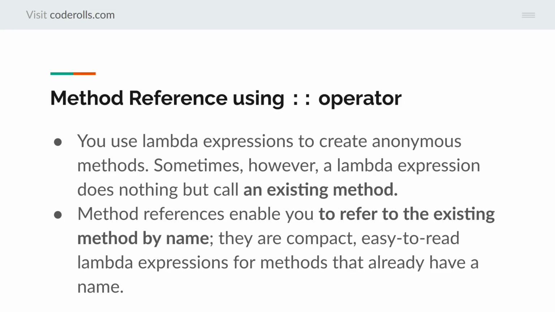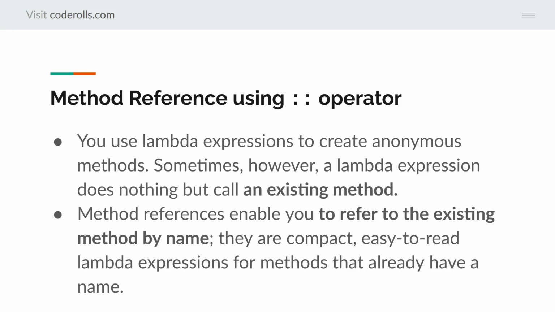Basically, method reference enables you to refer to an existing method by name, and when we see the example, you will get to know that it is really compact, easy to read, and we reuse the code. A class can have static methods and instance methods. So how can we do method reference for static methods and instance methods?